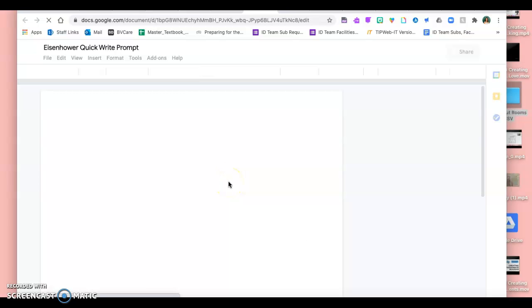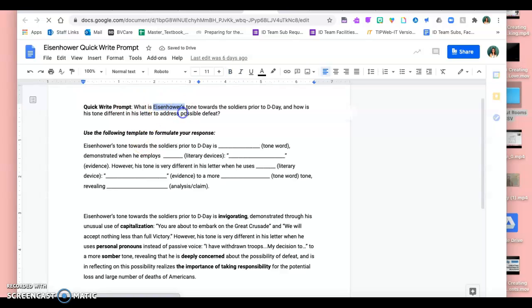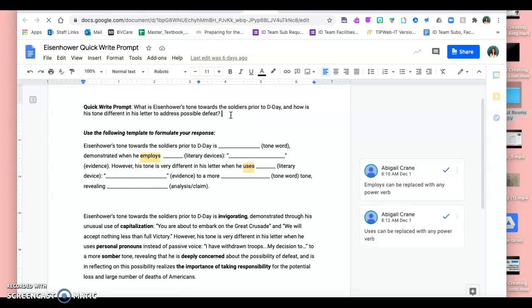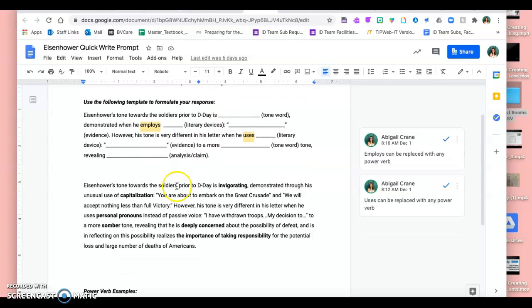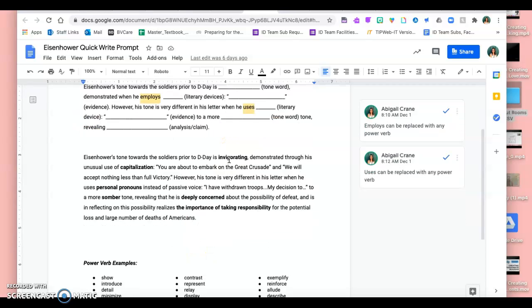So there is a Google Doc in our Eisenhower lesson folder that provides them a quick write prompt. They're going to write a paragraph responding to this question. What is Eisenhower's tone towards the soldiers prior to D-Day, and how is his tone different in his letter to address possible defeat? So I gave you an example of a response that I wrote. I highly recommend you write your own response as the teacher and provide that example for students, I think, or even better, write it in front of them during class, and then have them go off on their own using this template to write their response. So here's an example.